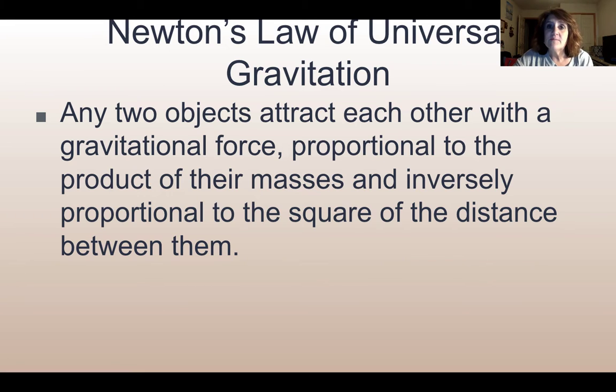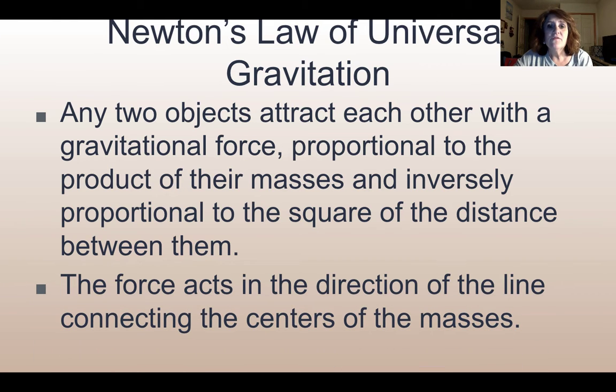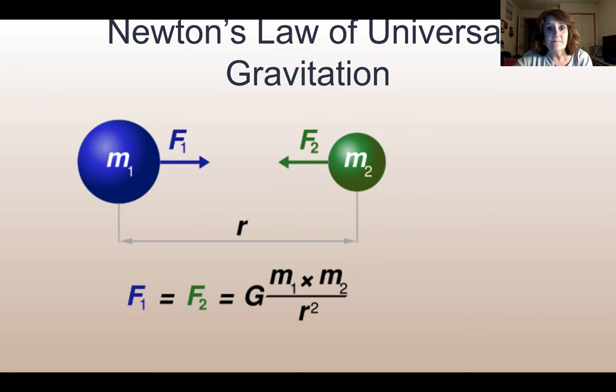So any two objects, believe it or not, attract each other with a gravitational force proportional to the product of their masses and inversely proportional to the square of the distance between them. The force acts in the direction of the line connecting the centers of the masses.